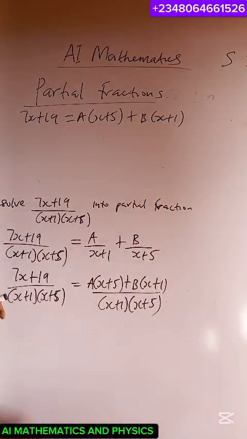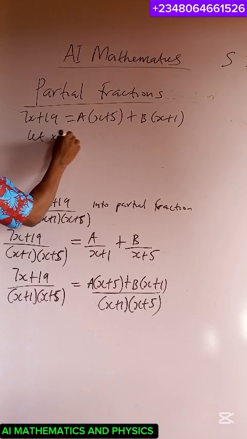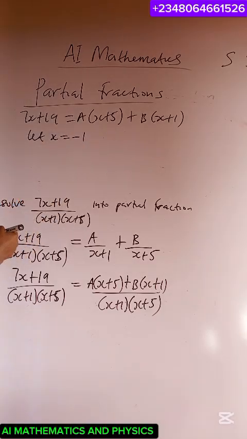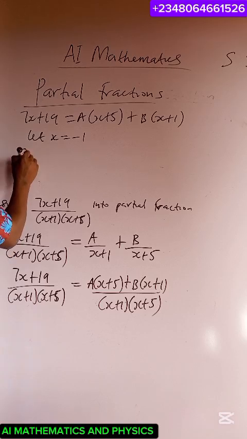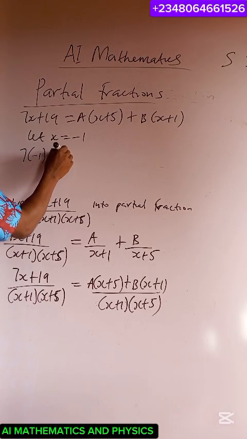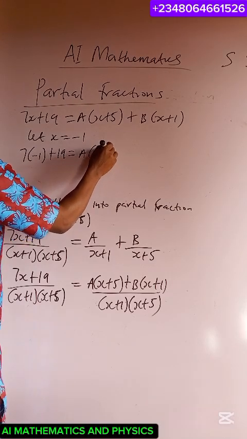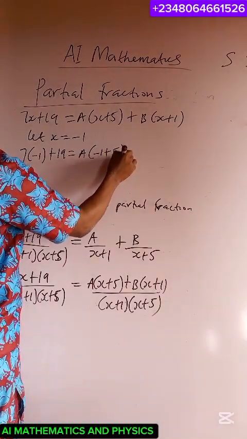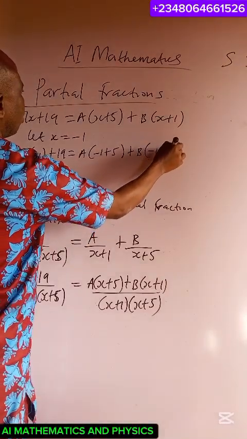Let x be minus 1. Let x equal to minus 1. You now substitute the value of x in all this. That will be 7 minus 1 plus 19 equal to a minus 1 plus 5 plus b minus 1 plus 1.